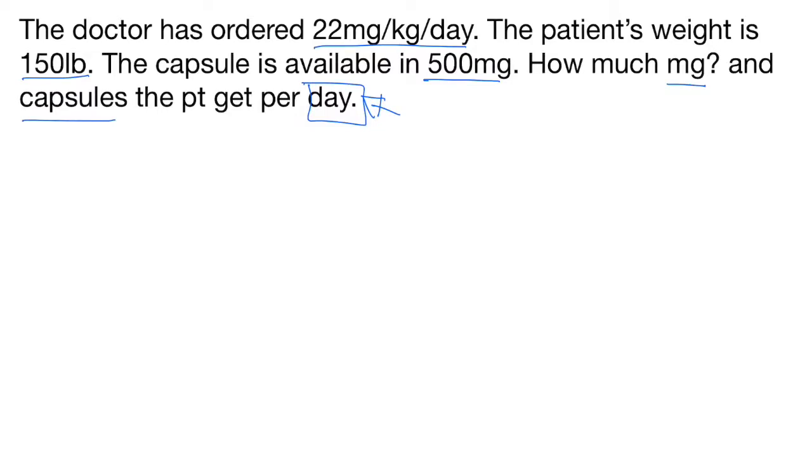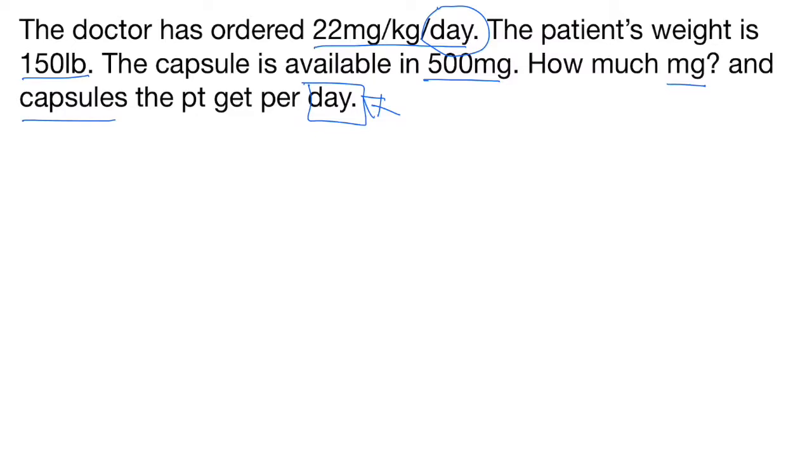Here it's easy, but sometimes they will trick you. Here the order the doctor gave is per day, but they might ask you per dosage, and they will give you how many times the patient gets the medication per day, like 3 times a day or 4 times a day or every 4 hours. Then it will ask you to calculate for the dosage.